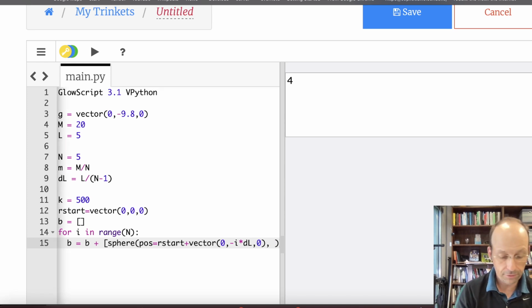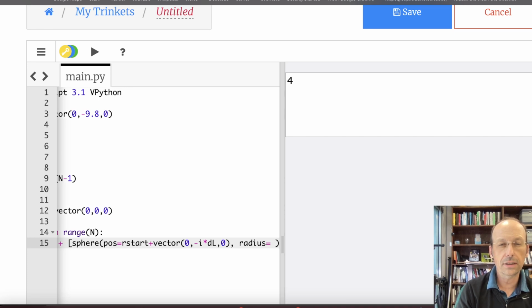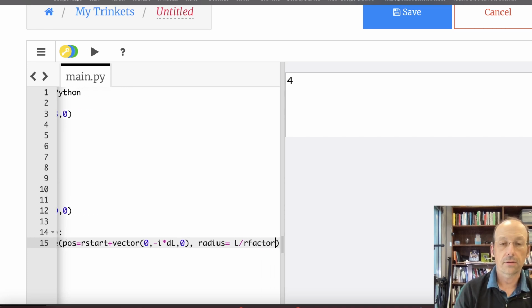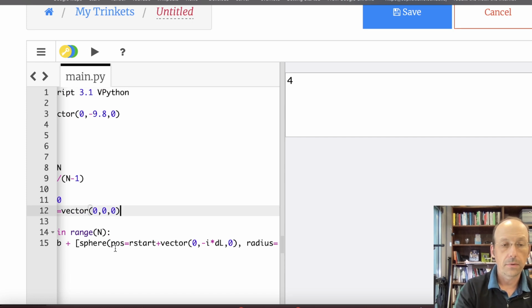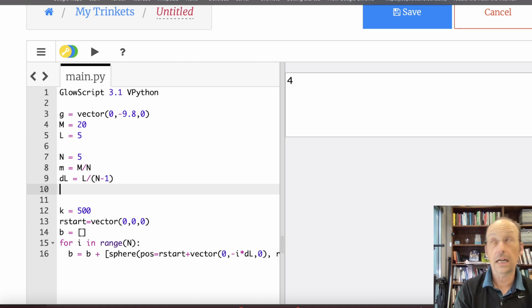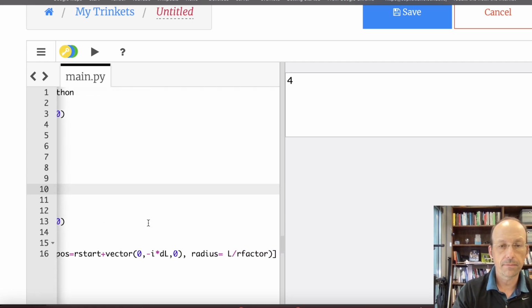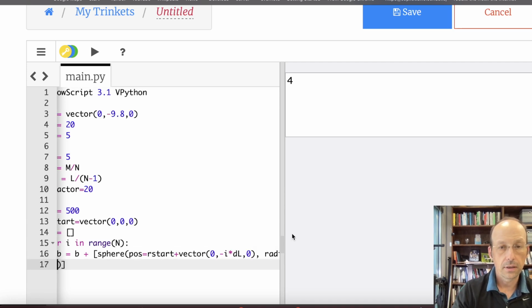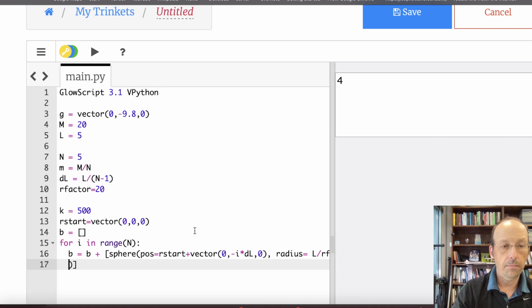Okay, now I need the radius. Radius equals, let's do this as L divided by R factor, because I think I want to change the radius some. So I'm going to say R factor is the ratio of length to the size of the ball. R factor equals, let's say 20. So it's 20 times the smaller. We can change that. Now some other things I want to do. Let's put a comma here. Let's put the radius. This is the color. Color equals color.yellow.